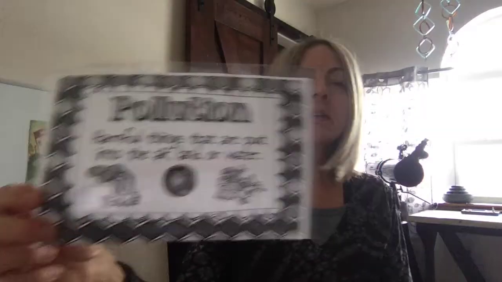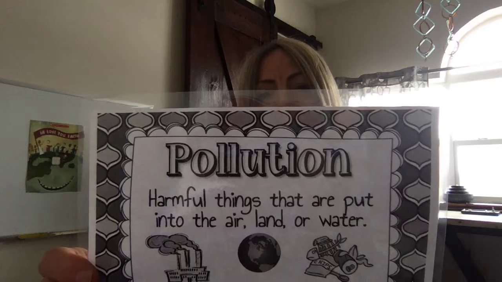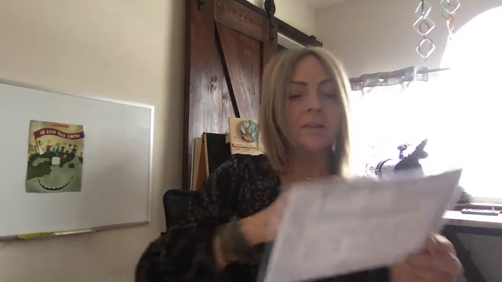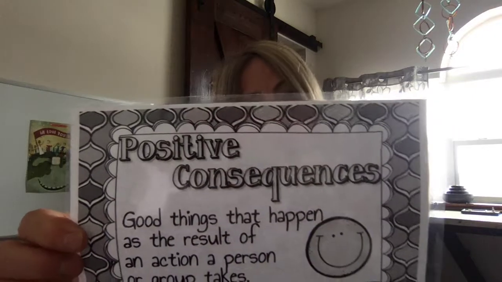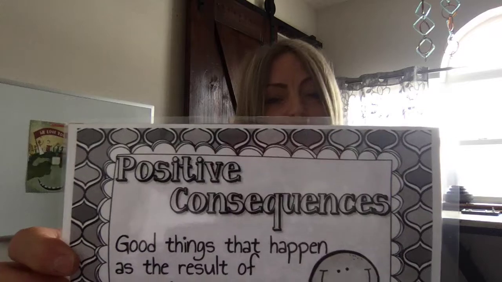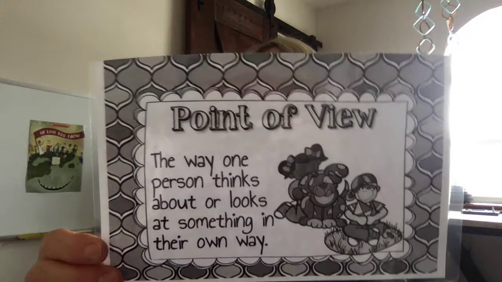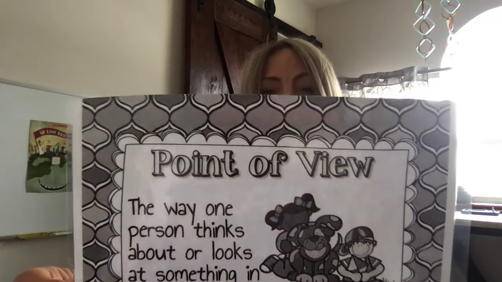Pollution: harmful things that are in the air, the land, or the water. Positive consequences: good things that happen as a result of an action that people or a group take. These are things that create positive effects on our earth. And lastly, our last vocabulary word is point of view. It's the way a person thinks about something, the way that they view it, their thoughts and their opinions. It's called a point of view.